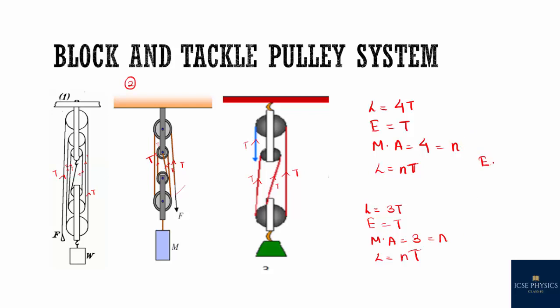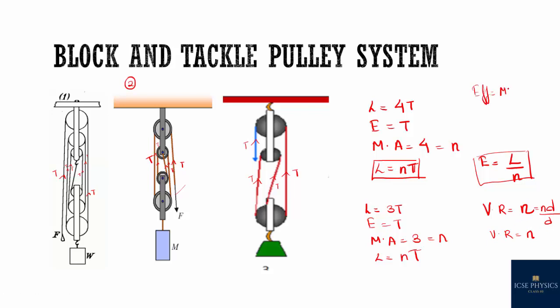Now what will be the effort? Effort is equal to load by N, right? Effort is the tension here, and that is load by number of pulleys. So these are the two formulas: effort is load by number of pulleys, and load is equal to number of pulleys into effort or tension. Now what will the velocity ratio be here? Velocity ratio is also equal to N, the number of pulleys. N D is the distance covered by effort and D is the distance covered by load. So VR becomes equal to the number of pulleys. Now efficiency is equal to MA by VR, that is equal to 1 or 100%. But in actual practice it is not so.